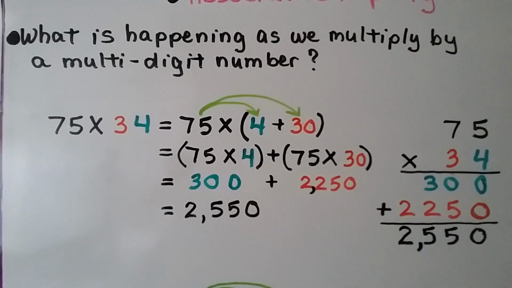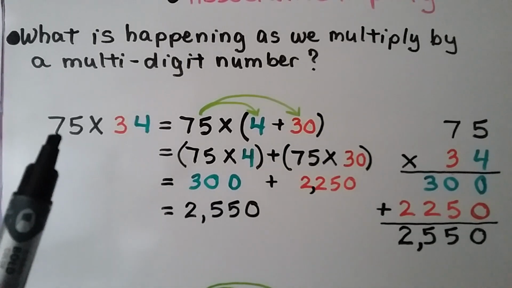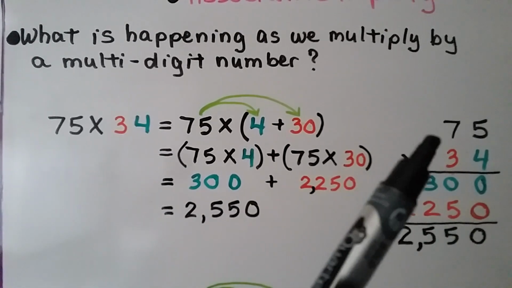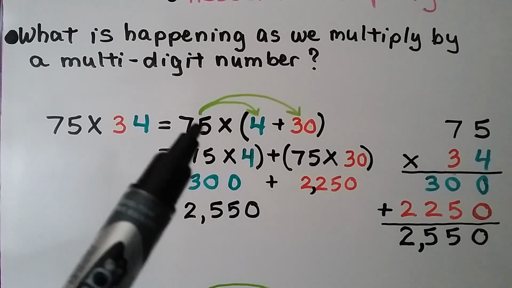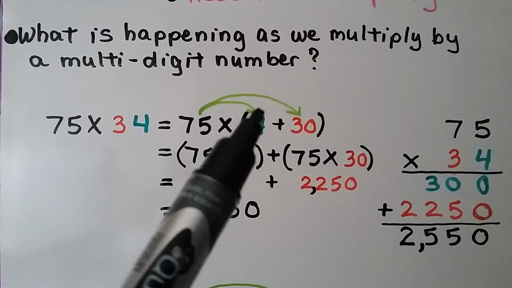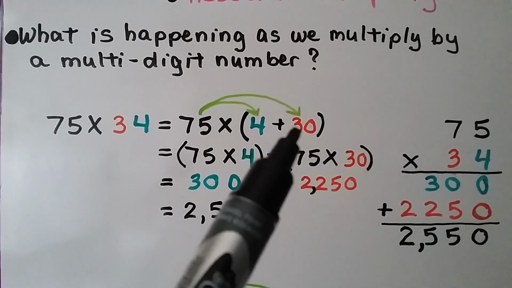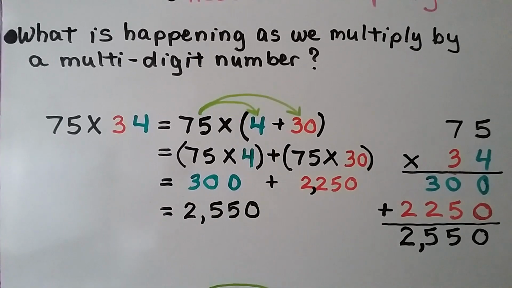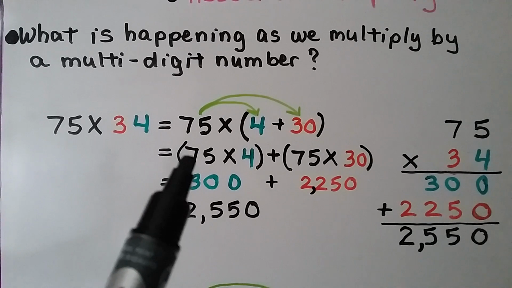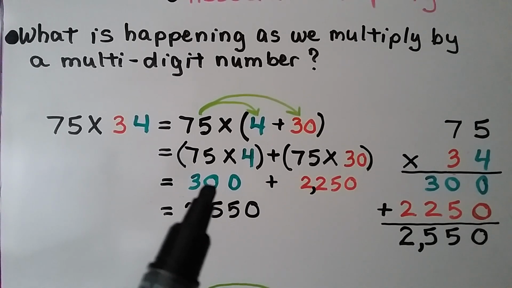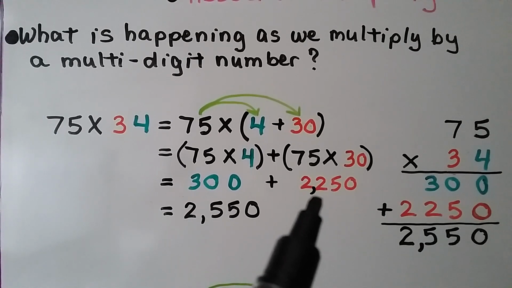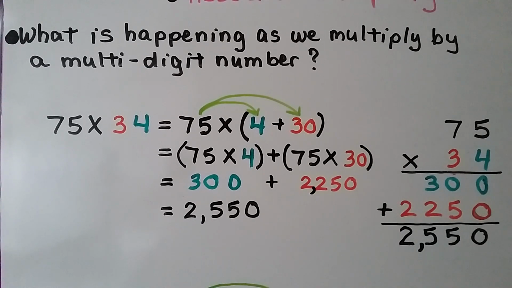So what is happening as we multiply by a multi-digit number? So we have 75 times 34. What we're doing is we're multiplying the 75 times the 4, and we're adding it to the 75 times the 30. So it's like the distributive property, isn't it? We have 75 times 4 plus 75 times 30. 75 times 4 is 300. 75 times 30 is 2,250. We add the partial products together and get 2,550.